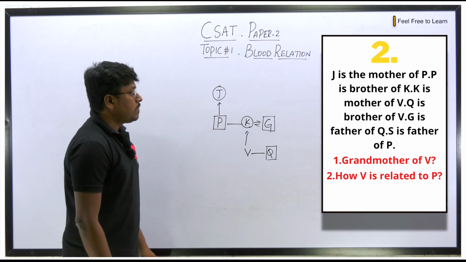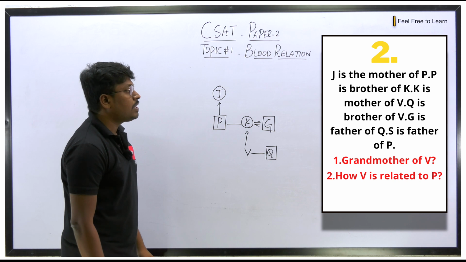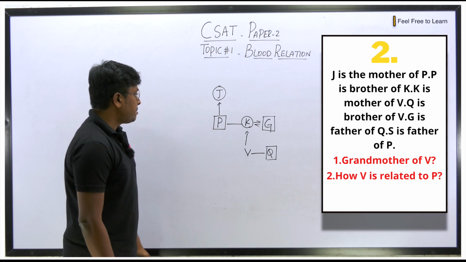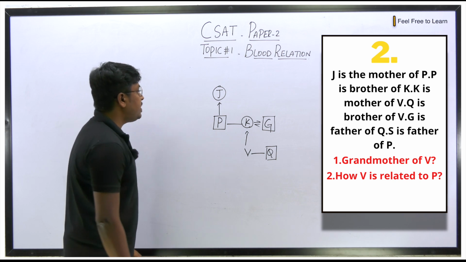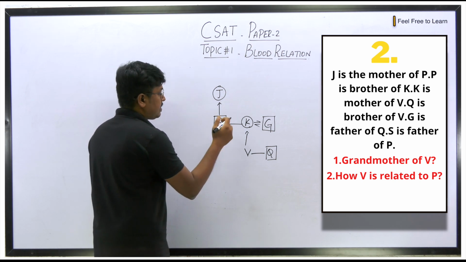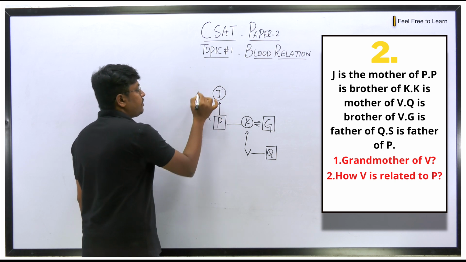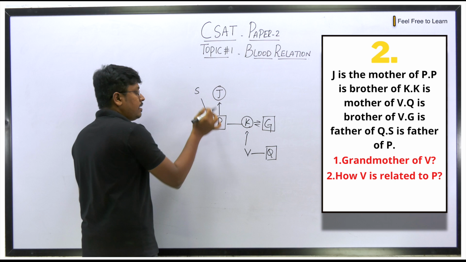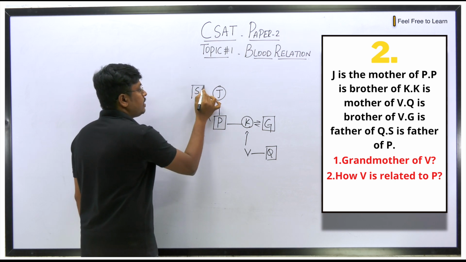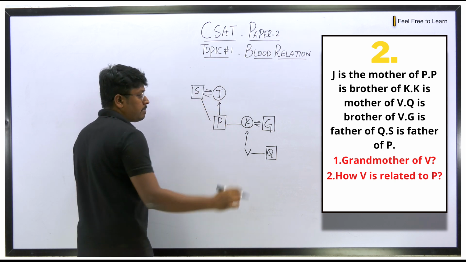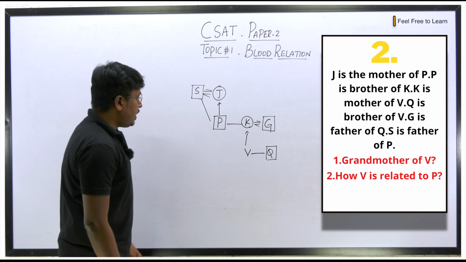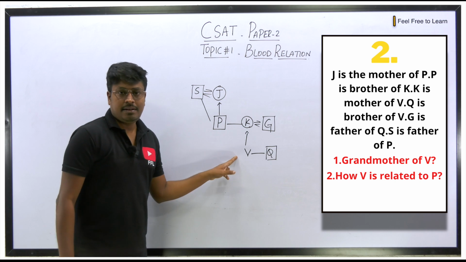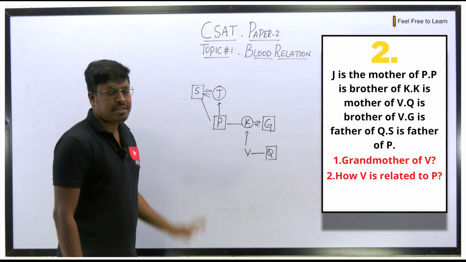Understood? Last point, S is a father of P. So P's father is S, right? If P's father is S, and we already know that P is calling J mother, and now P is calling S father, then definitely they both should be a married couple, right? After reading the complete passage, we came to know that except the person V, we know all the remaining persons' gender.